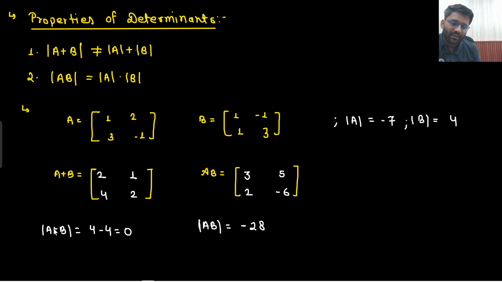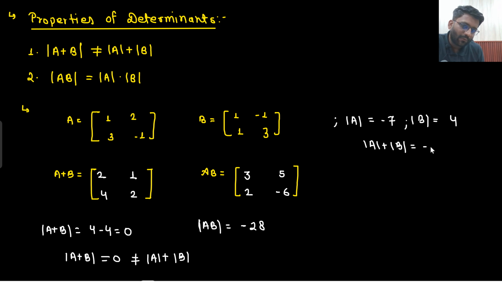So what do you see here? Your determinant of A plus B is coming out to be 0, which is surely not equal to determinant of A plus determinant of B. Because what is your determinant of A plus determinant of B? That is 4 minus 7, that is minus 3. And what is determinant of A multiplied with determinant of B? That is minus 28. So here if you see, determinant of AB is coming out to be determinant of A multiplied with determinant of B.